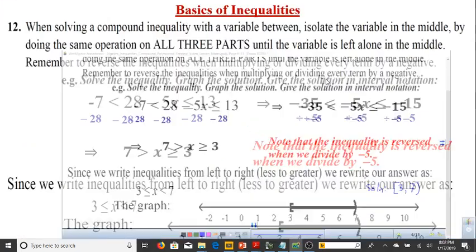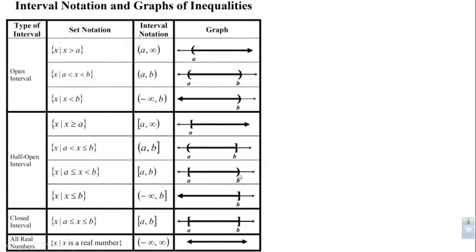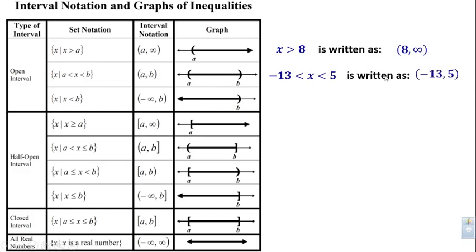Now, let's take a quick look at a little table here. This table summarizes interval notation with set notation. If you say x is greater than a number, then interval notation says you start at that number with a parenthesis and go to the right. So if x is greater than 8, that can be written as parenthesis 8 comma infinity. And if it's between two numbers, we just put parentheses at both ends: parenthesis negative 13 comma 5, the starting number comma the ending number.